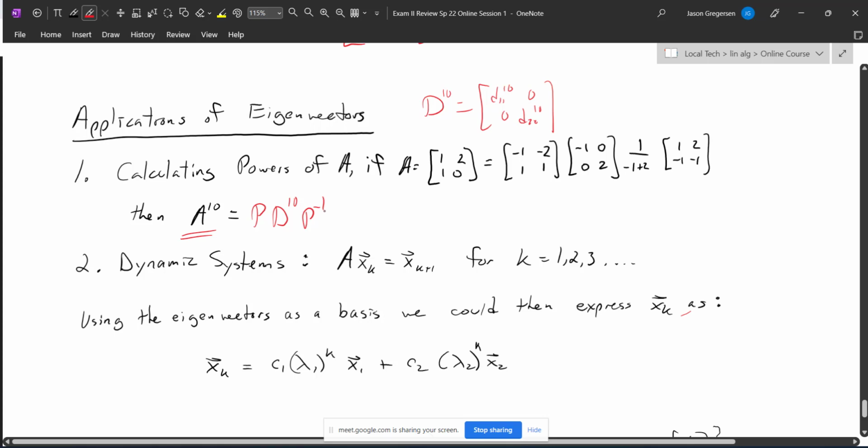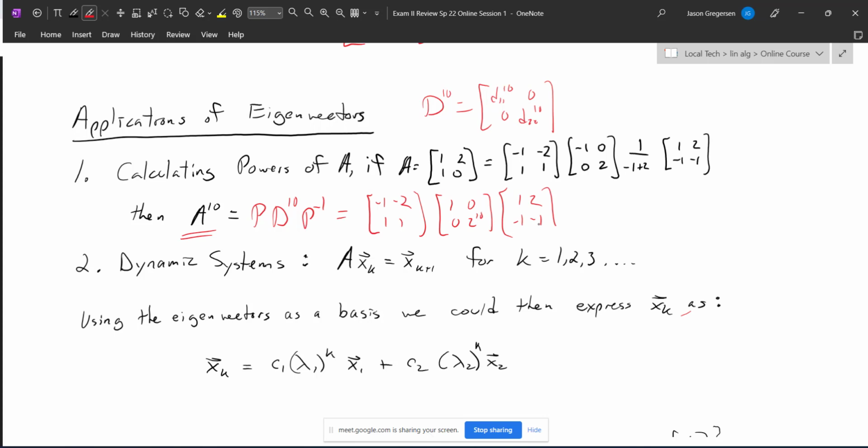We saw the derivation of where that came from in one of the videos in class. So in this case, I could write an expression for A to the 10th by just calculating the product of these 3 matrices instead of those 10 matrices. So that's one application: it allows us a more efficient way to calculate the powers of a matrix.